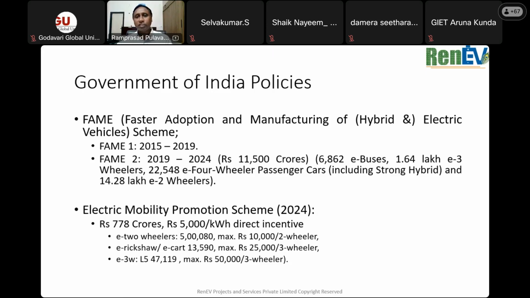And the only restriction during this period was, can anybody tell what the restriction was? Anybody can tell what was the restriction in FAME 2? Can I buy two vehicles, two-wheelers?